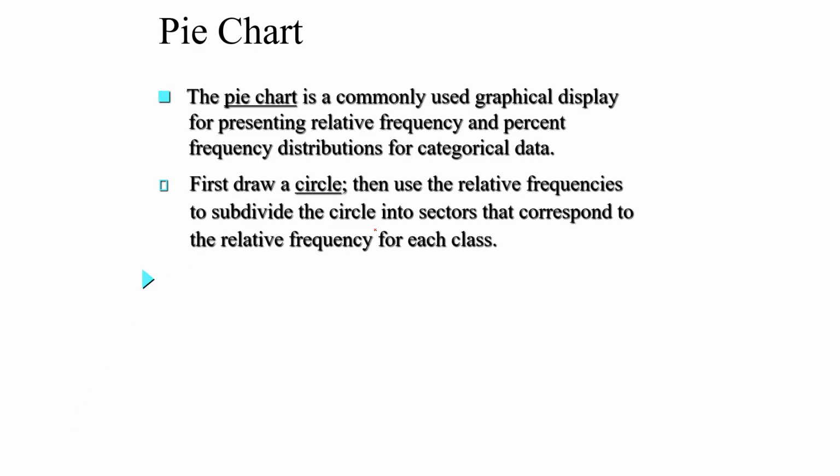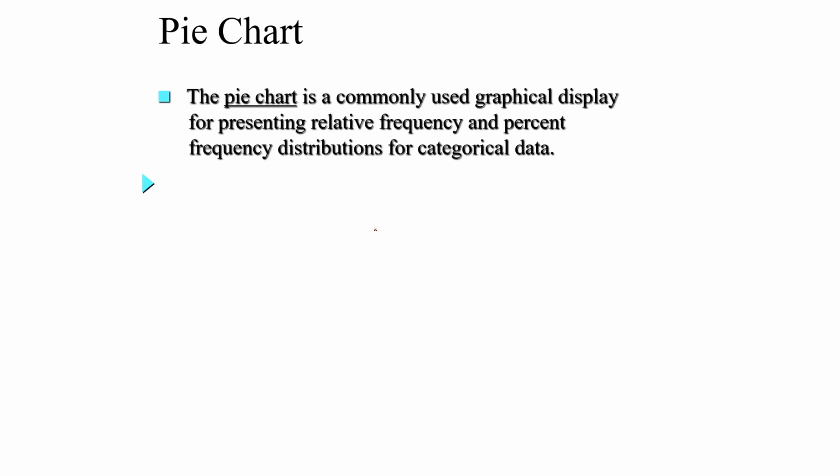Both the pie chart and the bar chart can be used to summarize categorical data. So what is a pie chart? I always ask my students, do you like your grandma's apple pie? If you ever tried it, no matter whether you like it or not, try to connect the pie chart with the apple pie you are eating. It's supposed to be round. The pie chart is a commonly used graphical display for representing relative frequency and percent frequency for categorical data.